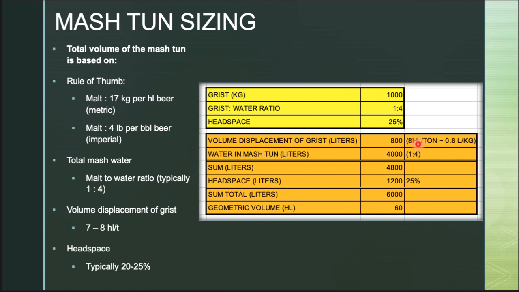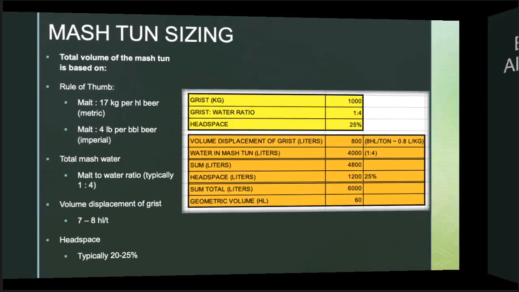This is a typical calculation for the sizing of the mash tun. We have considered here 1000 kg malt, grist to water ratio of 1:4, and head space of 25%. The volume displaced by 1000 kg malt would be 800 liters, based on the bulk density of the malt being 8 hectoliter per ton or 0.8 liter per kg. Water in the mash tun for 1000 kg malt would be 4000 liters based on the grist to water ratio of 1:4. The sum of these two components gives 4800 liters. And if the head space of 25% is considered, which is 1200 liters, the total volume of the mash tun should be 6000 liters or 60 hectoliters. Therefore, the mash tun design or size has to be 60 hectoliters in order to mash 1000 kg of malt with a maximum grist to water ratio of 1:4.